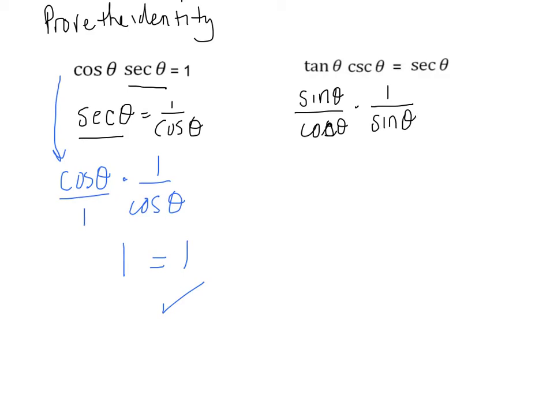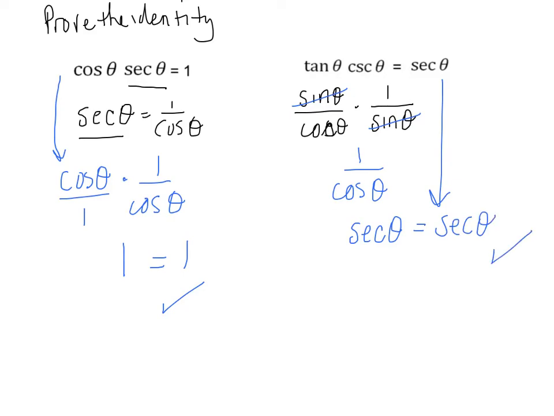So do I see anything that cancels? Well, of course I do. These are a form of 1. Sine over sine is 1, and I end up with 1 over cosine theta. Well, I'm really close, because remember that 1 over cosine theta is the reciprocal function of secant theta. And so I can say that secant theta is equal to secant theta, and I'm done. All right, so this is just an introduction to proving these identities.